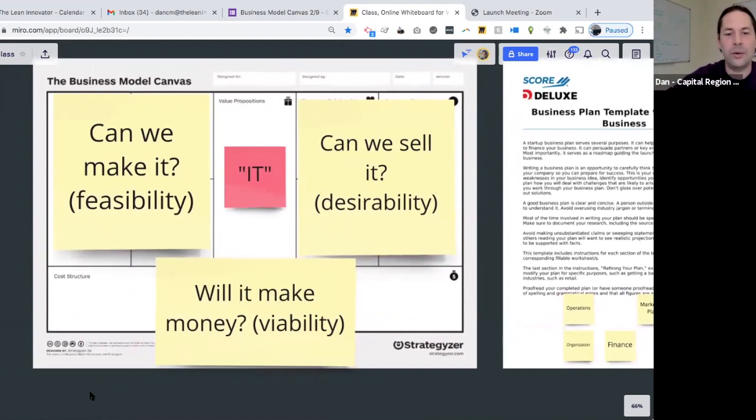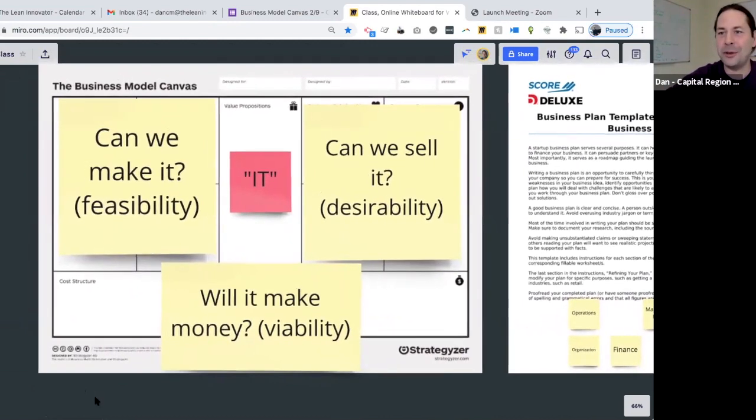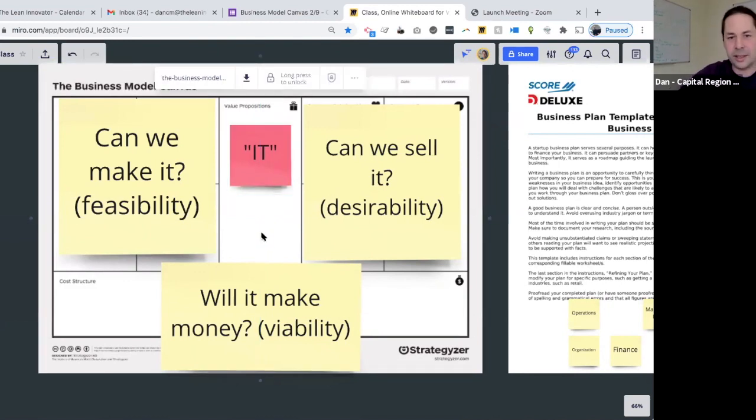So what I would like to do now is share with you how this thing works. We went through those 3 questions, right? Can we sell it? Can we make it? Will it make money? And then the big thing is, what is it? Here's our value proposition, and we already said that the value proposition is that thing for which our customers will exchange currency.